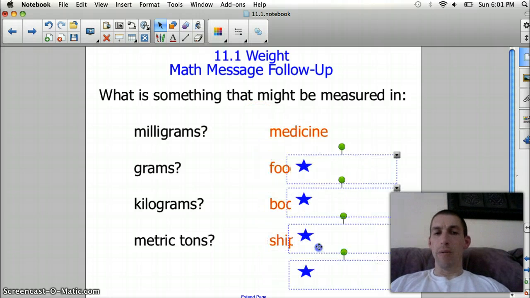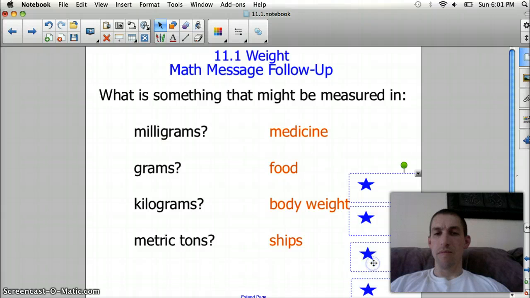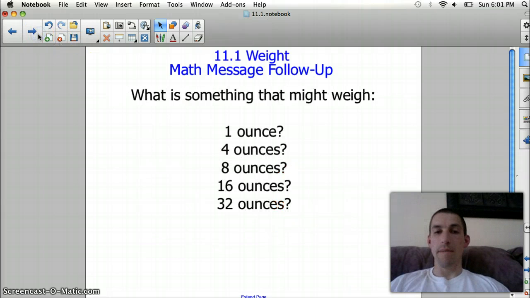The ones I came up with were, for milligrams, medicine, really tiny amounts. Grams, amount of food you eat. Kilograms, you'd measure your body weight. Especially in other countries, they use kilograms to measure weight. And metric tons, something like a ship.